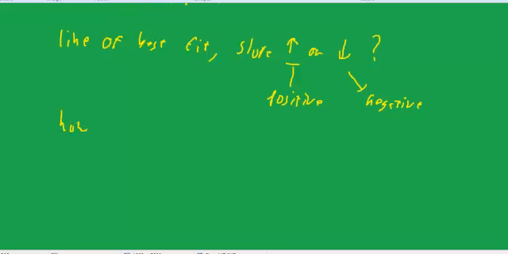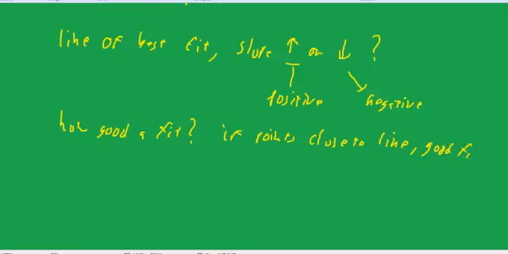The next question you can ask is how good a fit. And basically, if the points are close to the line, and we'll show what we mean in a minute, if close to the line, then we say it's a good fit. If they're far from the line, then we say it's a poor fit.